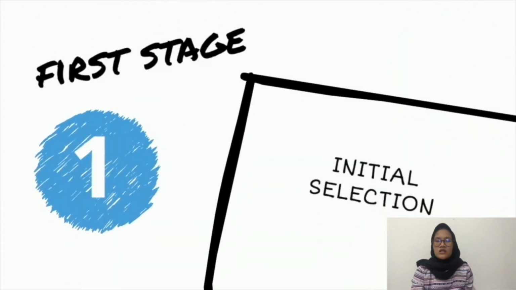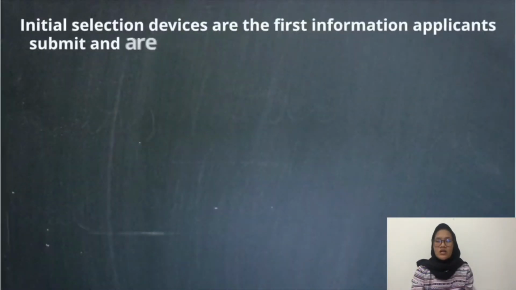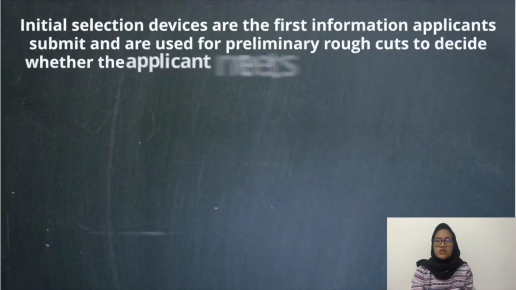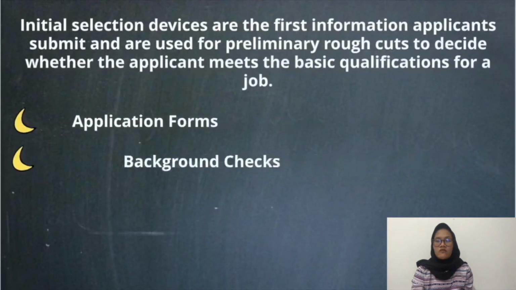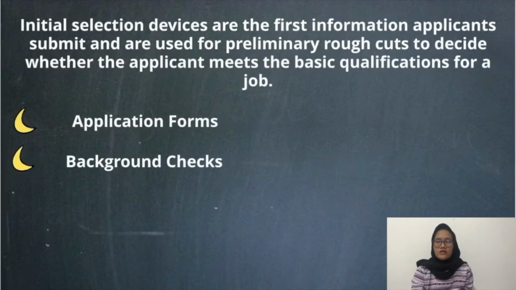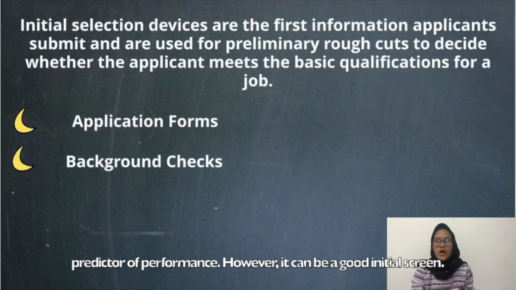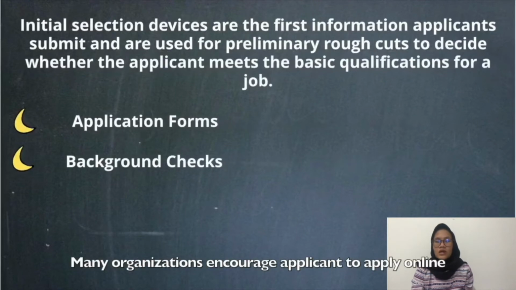The first stage is initial selection. Initial selection devices are the first information applicants submit and are used for preliminary rough cuts to decide whether the applicants meet the basic qualifications for a job. For example, application forms. You have no doubt submitted your fair share of applications. By itself, the information submitted on an application form is not a very useful predictor of performance. However, it can be a good initial screen. Many organizations encourage applicants to apply online.